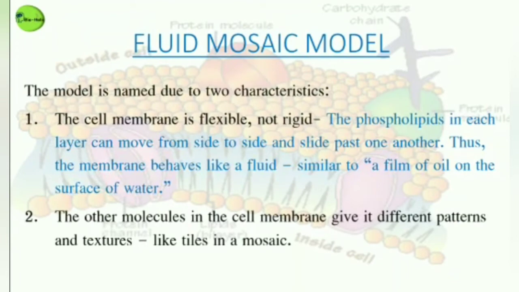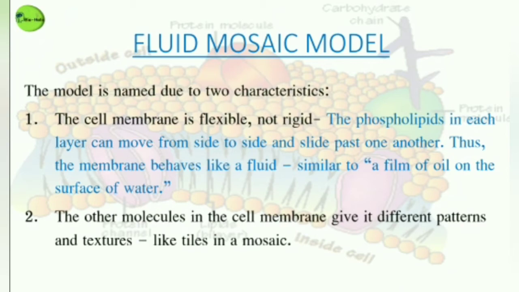The first one is that the cell membrane is very flexible, not rigid at all, meaning the phospholipids in each layer can move from one side to another, and thus the membrane behaves like a fluid, just like a film of oil on the surface of water. And the second characteristic is that the other molecules in the cell membrane give it a different pattern and texture, just like the tiles in a mosaic.